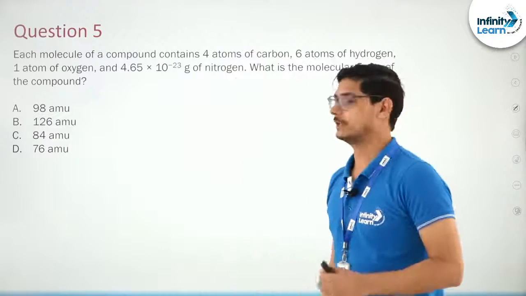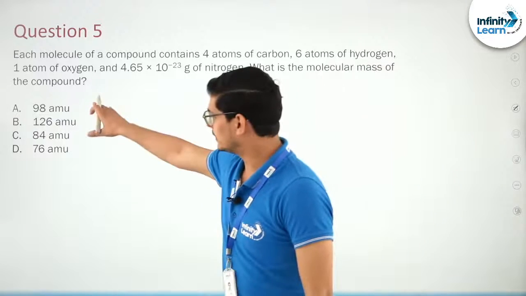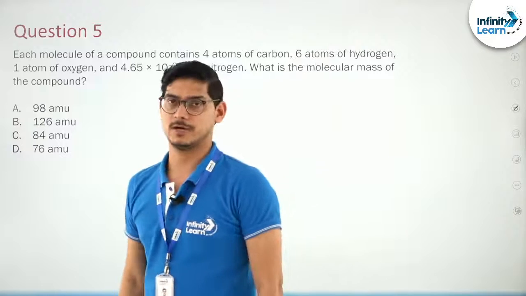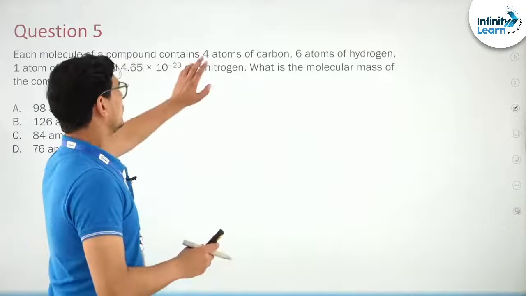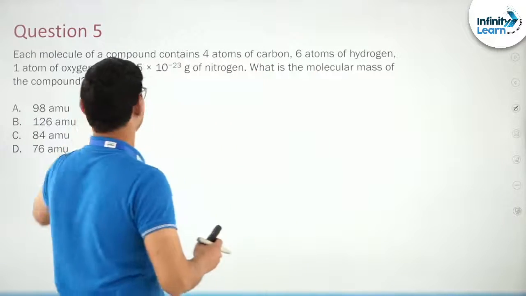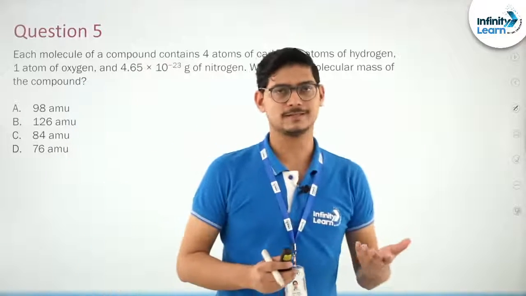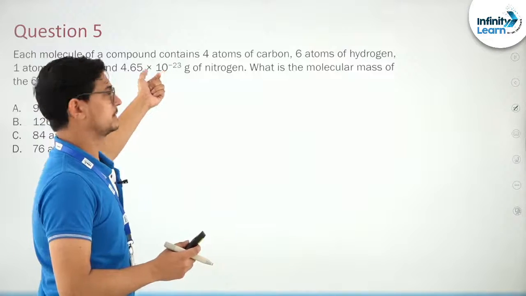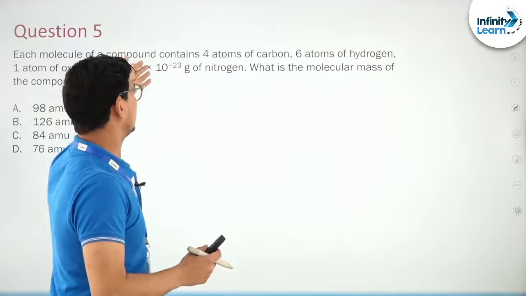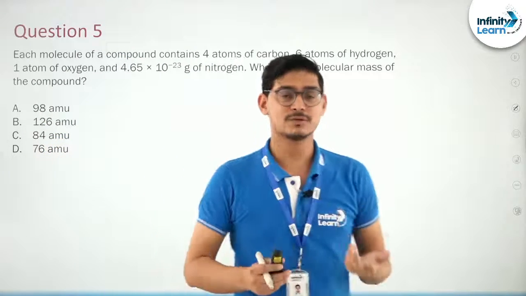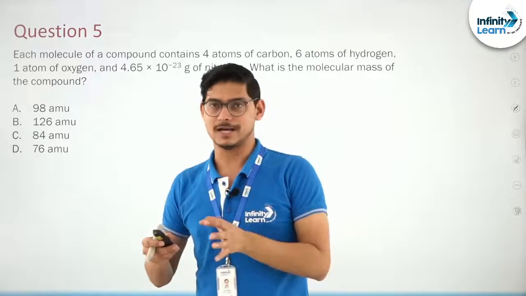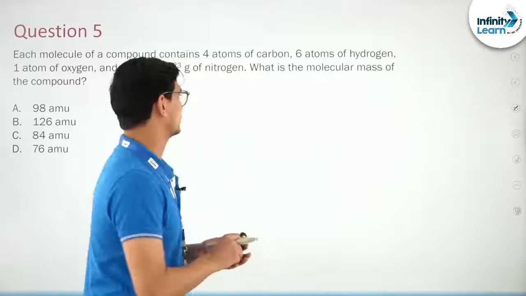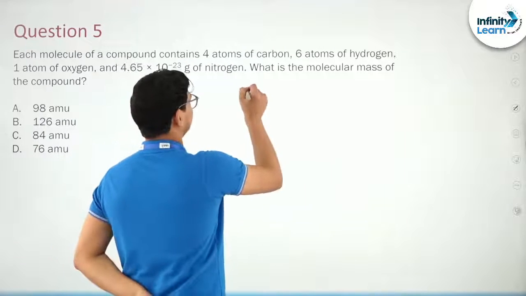You have to tell the molecular mass of the compound, and the options indicate that the value has to be in AMU. It has to be relative atomic mass. Now, as far as carbon, hydrogen and oxygen are concerned, we know their masses, but what about this? We are given the exact mass of nitrogen. So what we can do, we can divide it by the AMU value, right? If we divide any mass value by the value of AMU, it gives us the relative atomic mass. So let us do that first.